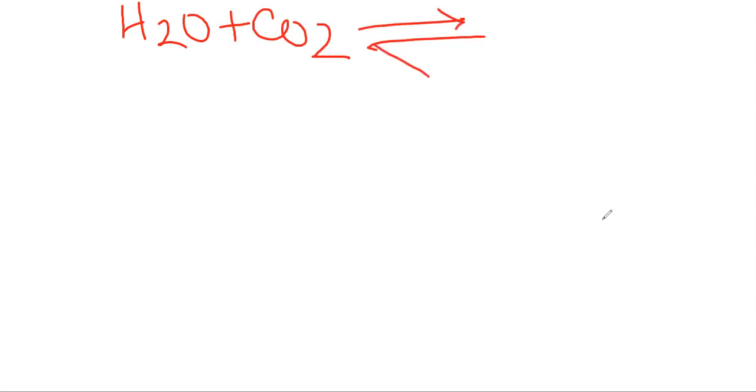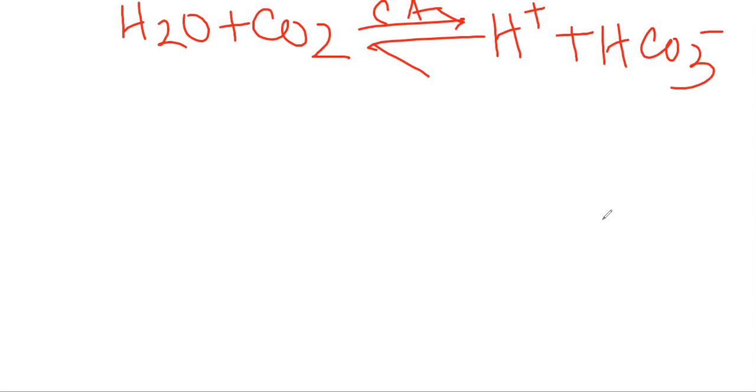Now let's talk about acid-base imbalance. To understand this, first we have to write down the basic reaction. H2O plus CO2 will dissociate by carbonic anhydrase into H plus and HCO3 minus. So this is the basic formula from which we can understand the acid-base imbalance.